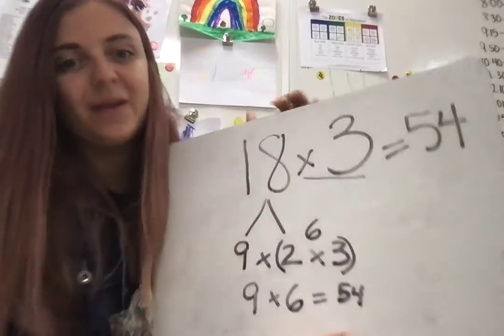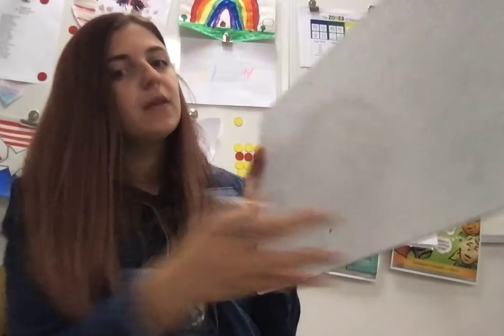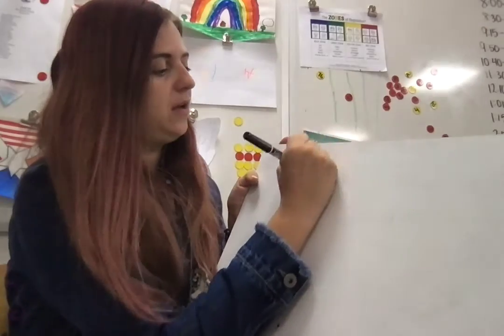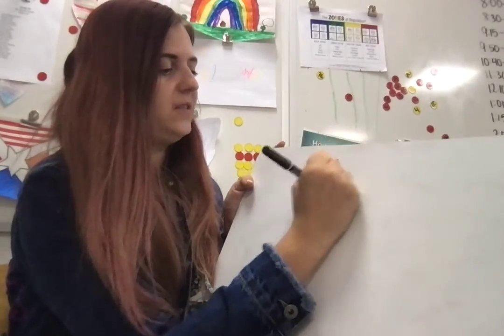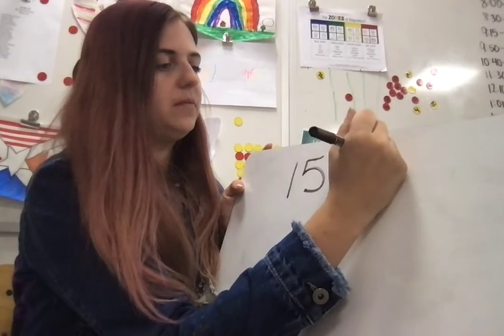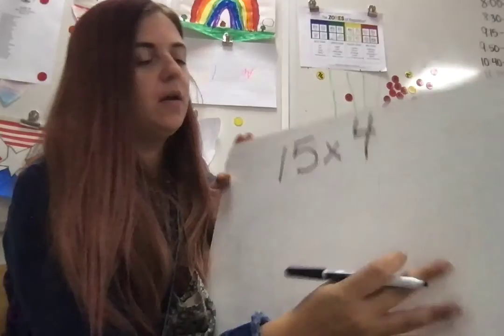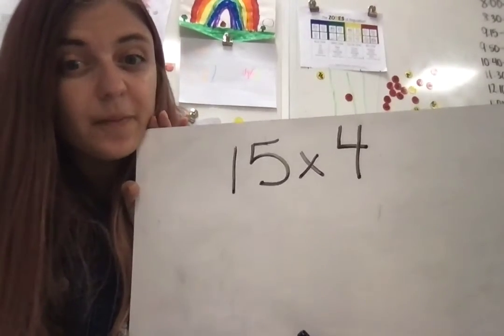All right, let's do another one. So it's all about moving those parentheses around to make the equation a little bit more manageable to answer. All right, so I am going to do the equation 15 times, say 4. 15 times 4, okay?